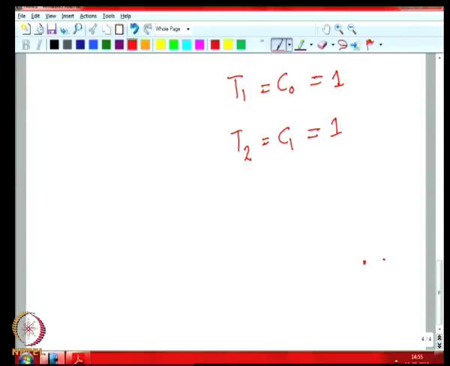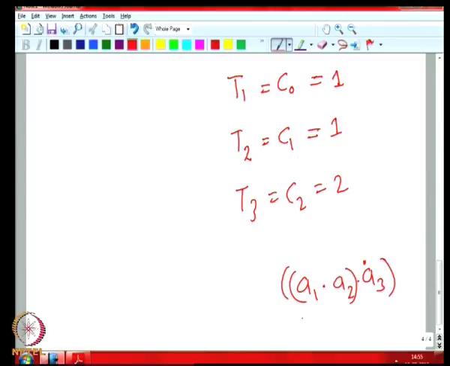And T3, if you look, when there are three numbers A1, A2, A3, how many ways can you do it? We can do it in two ways. Either you can multiply these first and then multiply with this one, or you can multiply A2 and A3 together and then multiply with A1. There are two different ways of doing this. So the initial conditions are the same.